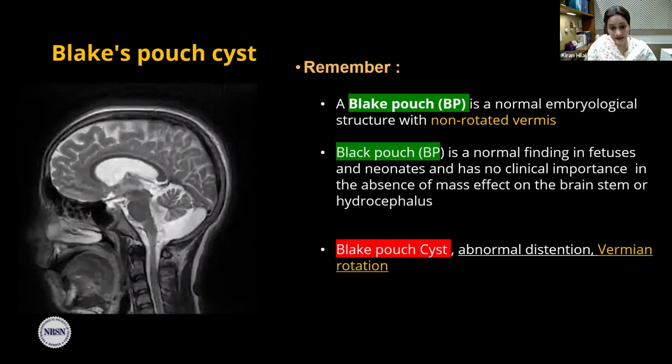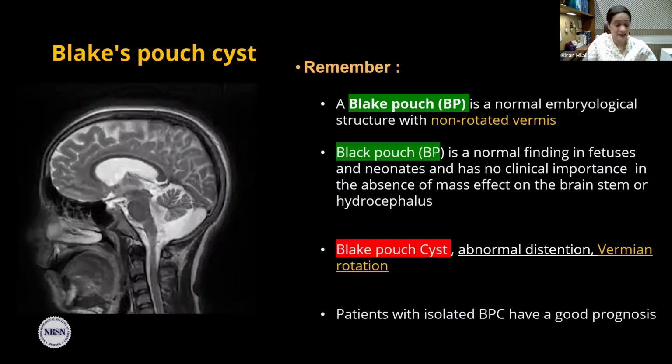Blake pouch cyst is something which is abnormal. It's an abnormal distension which happens when there is no formation of the foramen of Magendie, and that results in mass effect over the vermis. We say it is a Blake pouch cyst, and it depends on how much mass effect it is causing on the cerebellum and on the brainstem, its size, and how much obstruction of the CSF flow it is causing. Sometimes you will see a patient with an isolated Blake pouch cyst. If it is a very small cyst, they have a very good prognosis. So the size of the Blake pouch cyst and its mass effect matters a lot.